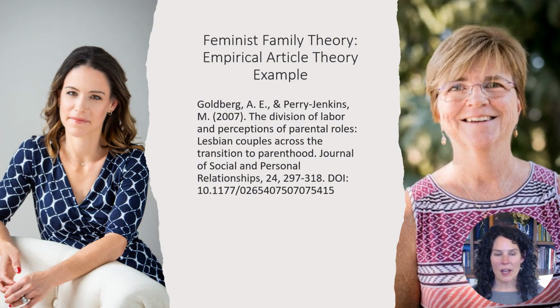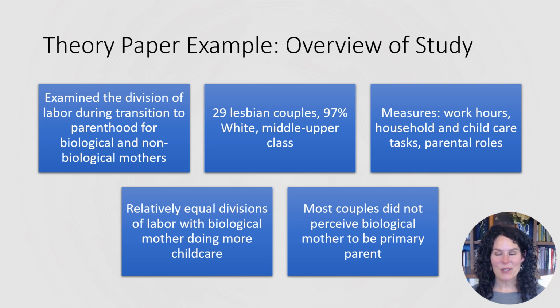So let's talk about our feminist family theory empirical article example. Again, this is out of your date range, so hopefully you won't end up picking it. This was an article by Abby Goldberg on the left and Maureen Perry-Jenkins on the right, studying the divisions of labor for lesbian couples across the transition to parenthood. In the first section of the theory paper, you simply give an overview of the study, what they were focused on, what their hypotheses were, who they studied, what measures they used, what their results were, and the implications.